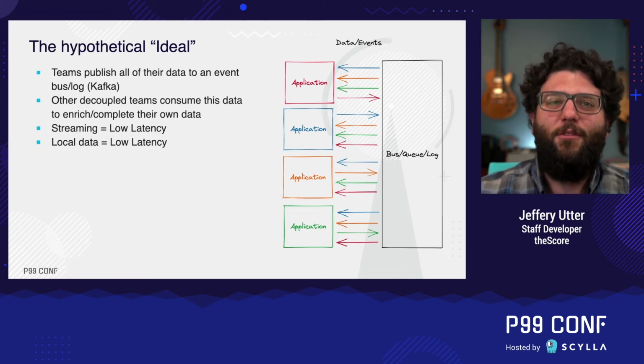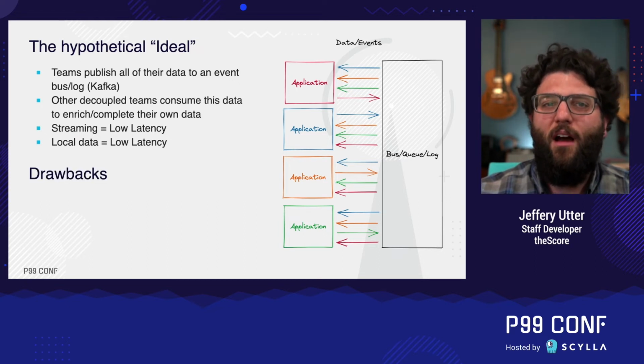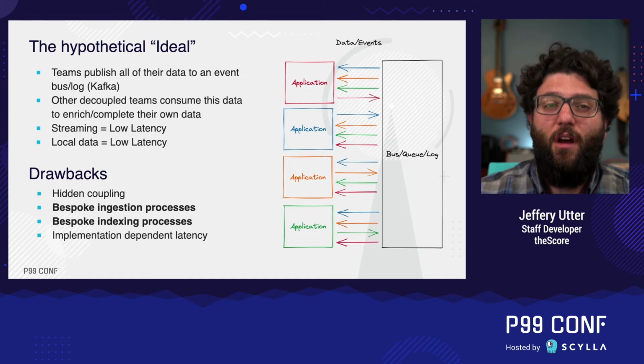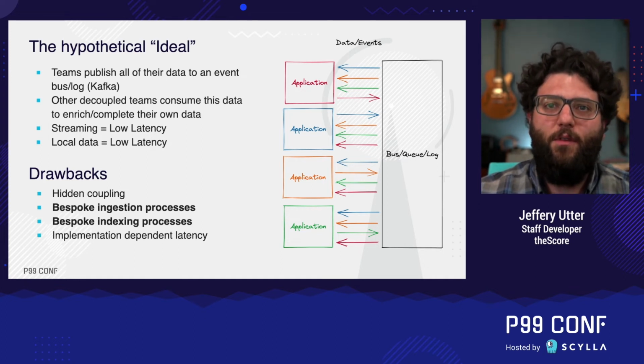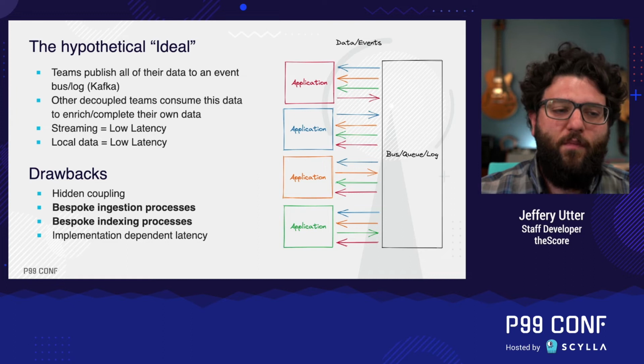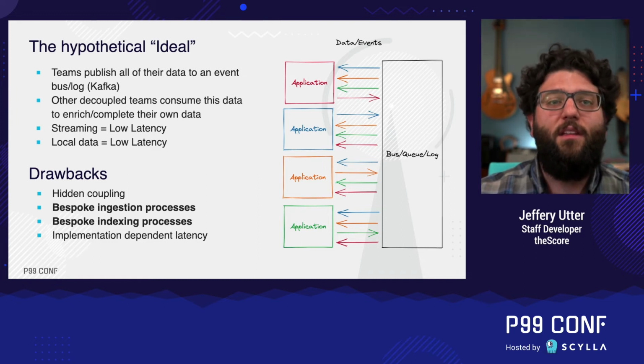But there are a lot of shortcomings and drawbacks to this kind of approach that are maybe not obvious up front. There's a ton of hidden coupling, not just in the data shapes. If service A changes or removes a field that service B depends on, then you have a problem. But there are also other constraints around the volume of data and things like that.